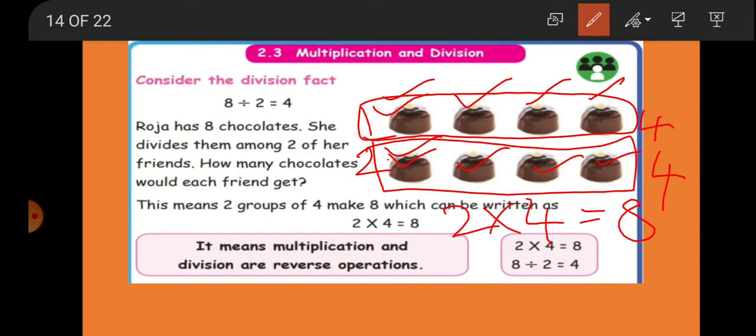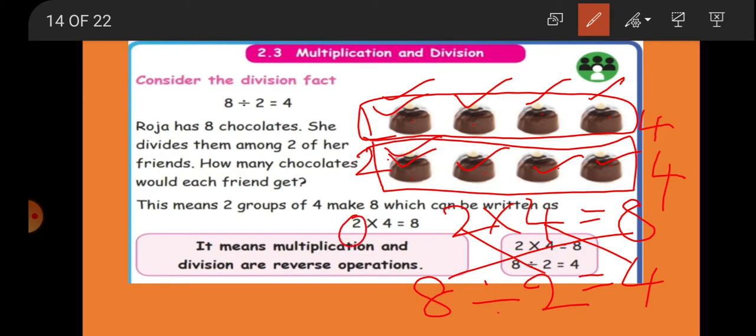The same way, if it is division, so 8: 1, 2, 3, 4, 5, 6, 7, 8. So 8 chocolates dividing among 2 members. So what is that? Answer is 4. So it is reverse. See, 4 will go here, 2 will go here. Okay, the same numbers, but they will go differently.